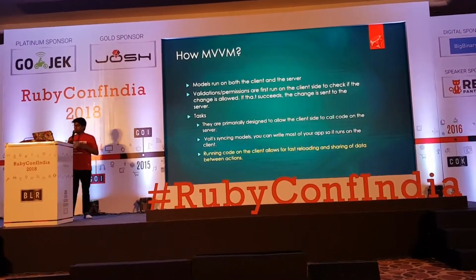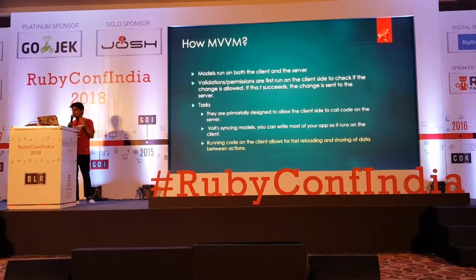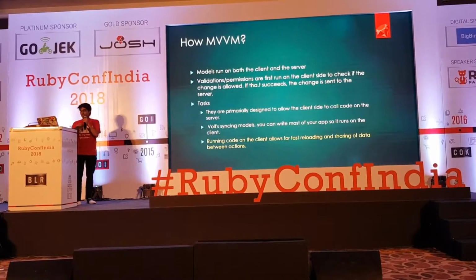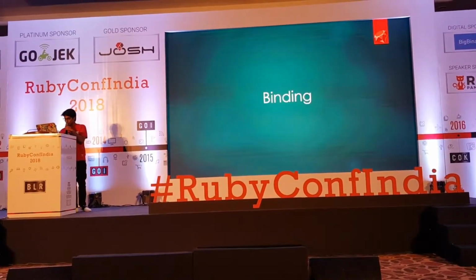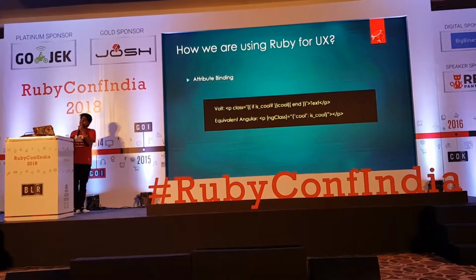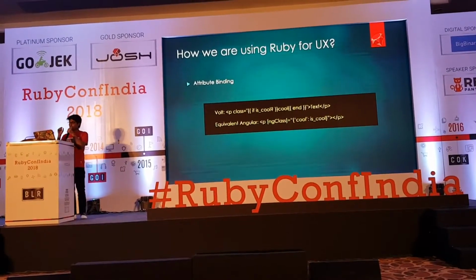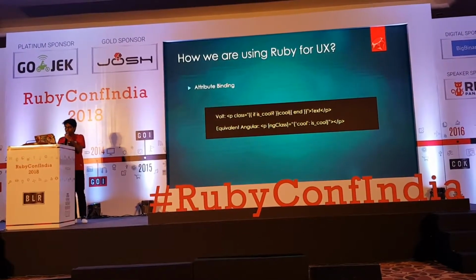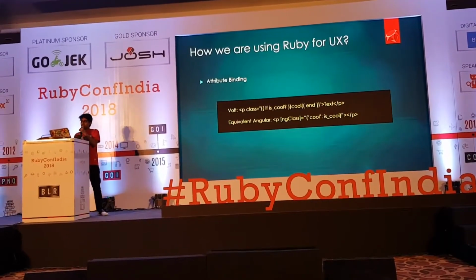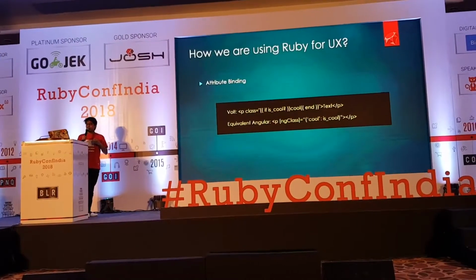Running the code on the client side allows fast reloading and sharing of data between the actions. I need to trim this down because there is more content. So, binding. Attribute binding is very similar to what we see in Angular. In Angular, we bind with ng-class using square brackets. Here, we bind with double curly brackets, and inside that we can write Ruby.